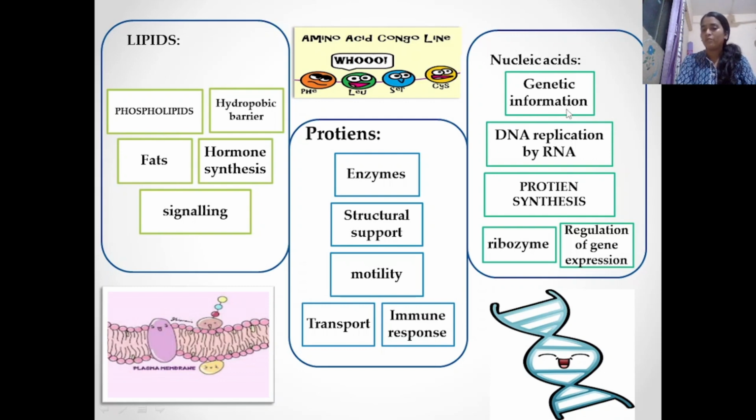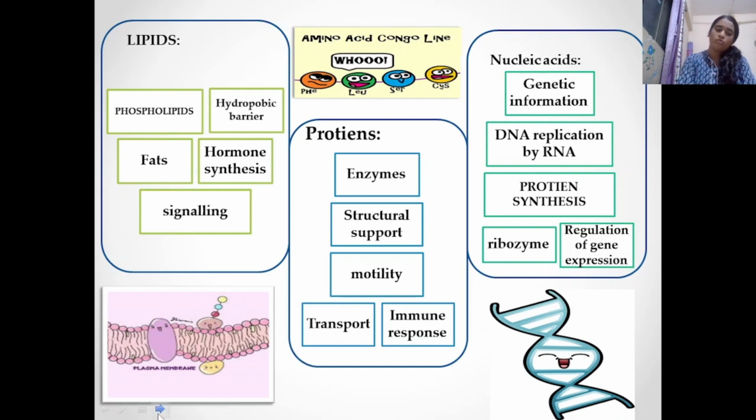The third type of biomolecule is nucleic acids. Nucleic acids are basically differentiated into two types, that is RNA and DNA. The DNA stores the genetic information of the organism and through the process of transcription the DNA replication takes place with the help of RNA. Then through the process of central dogma the proteins are also synthesized by RNA. The RNA also acts as a ribozyme and also the gene expression is controlled by these nucleic acids.